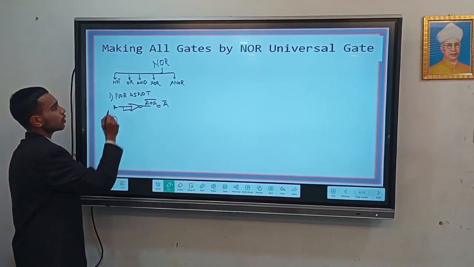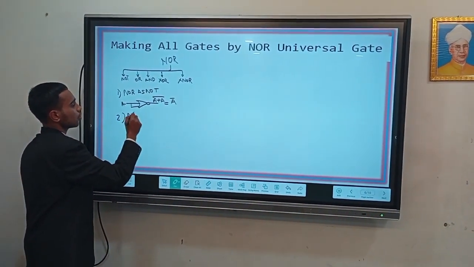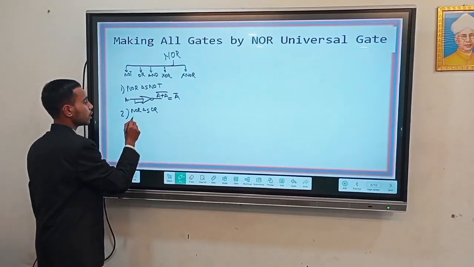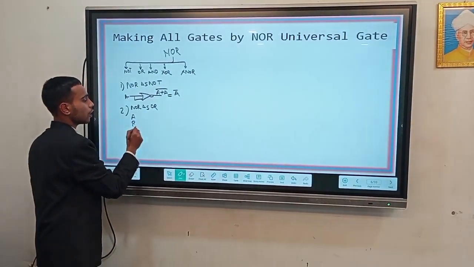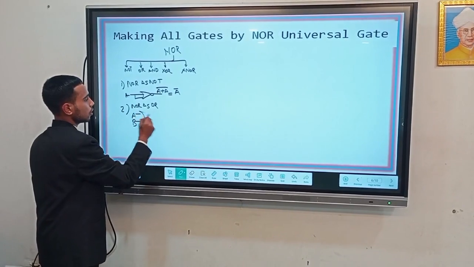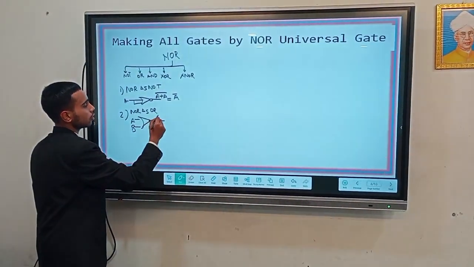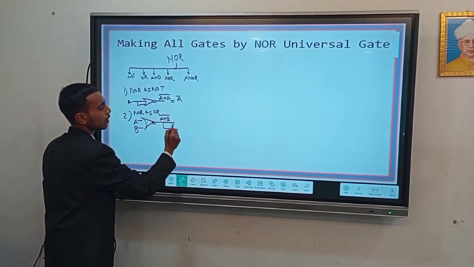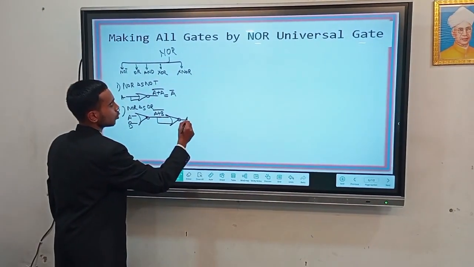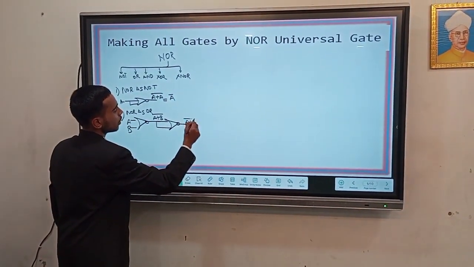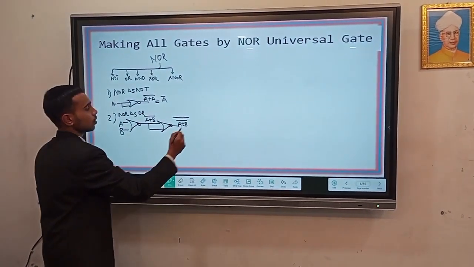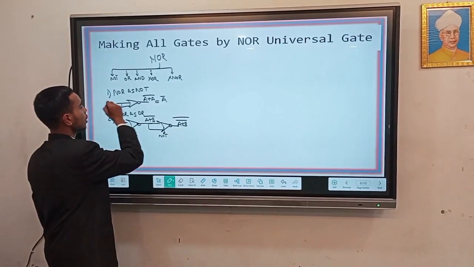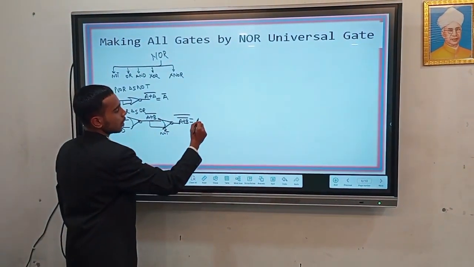Then we are going to make NOR as OR. For demonstrating the OR operation, we will require two literals A and B, and then they are passed to a NOR gate. So we get A plus B total complement, and then we are sending it again to another NOR gate. So we get A plus B complement, another complement. This one is going to work as a NOT gate, okay, as we have seen in the first case. So we are getting A plus B.